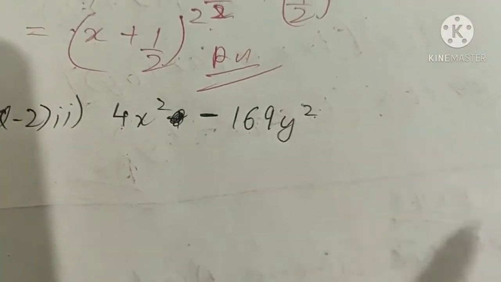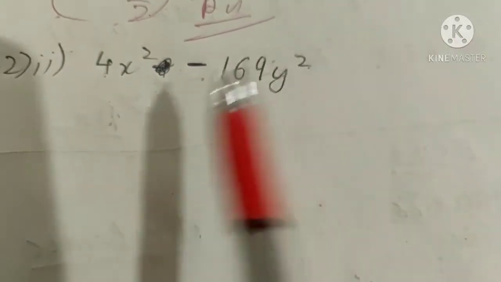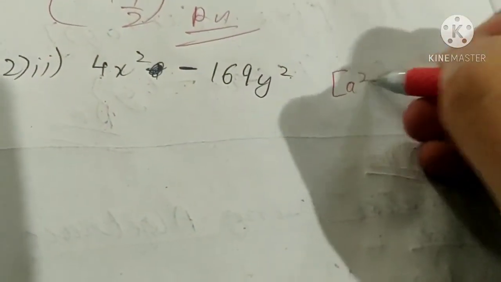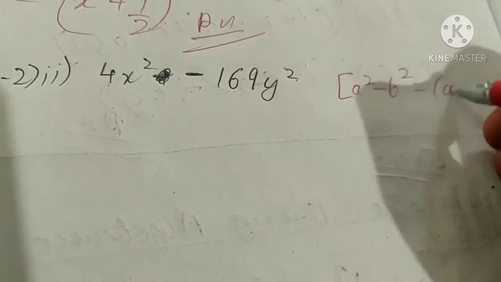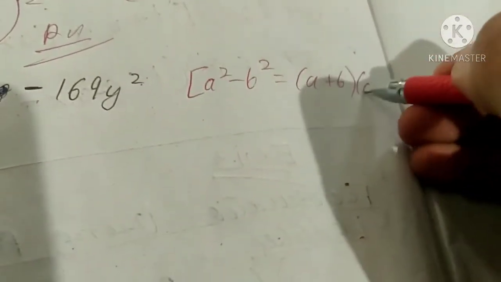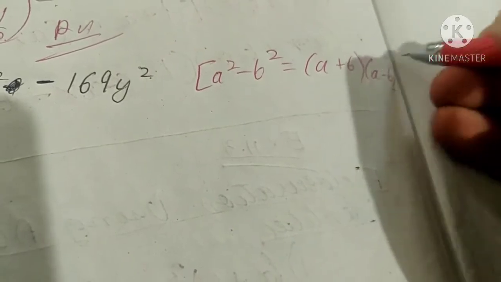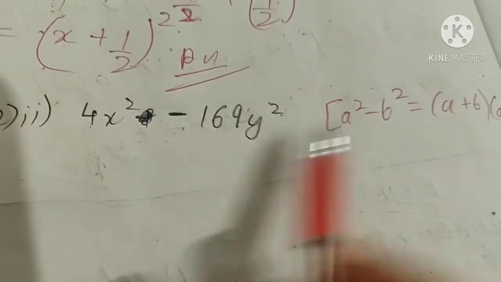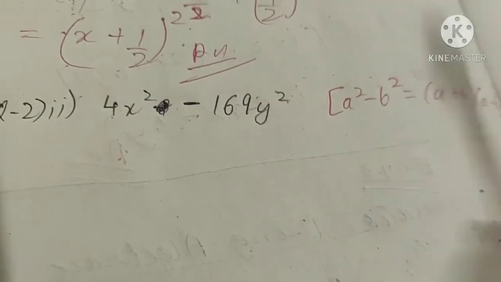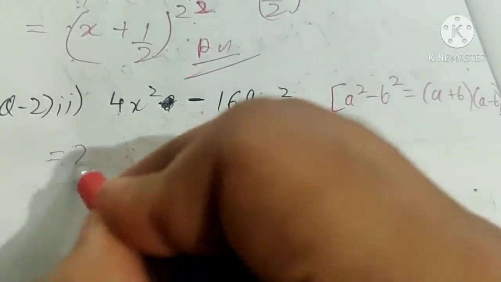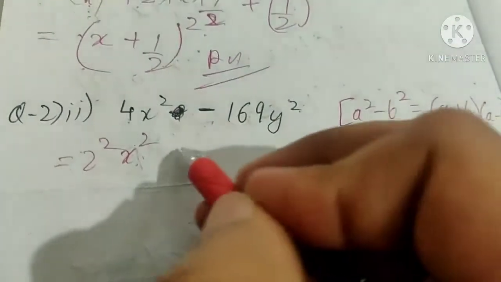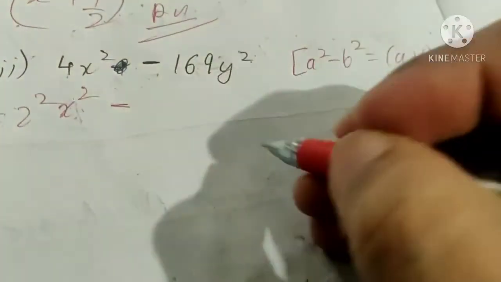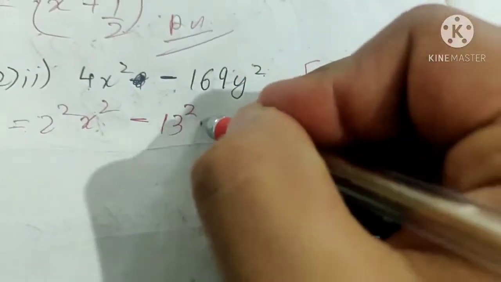Okay, if we check, there are 2 terms and they should be present in the form of a square minus b square equals a plus b into a minus b, which will be our answer, if they are present in the form of a square minus b square. Check whether both the terms are in a whole square form or not. So we will start seeing this: 4 can be written as 2 to the power 2 and x to the power 2 is given, minus 169. If you find the factors of 169, you will get that 169 can be written as 13 to the power 2 and y to the power 2.